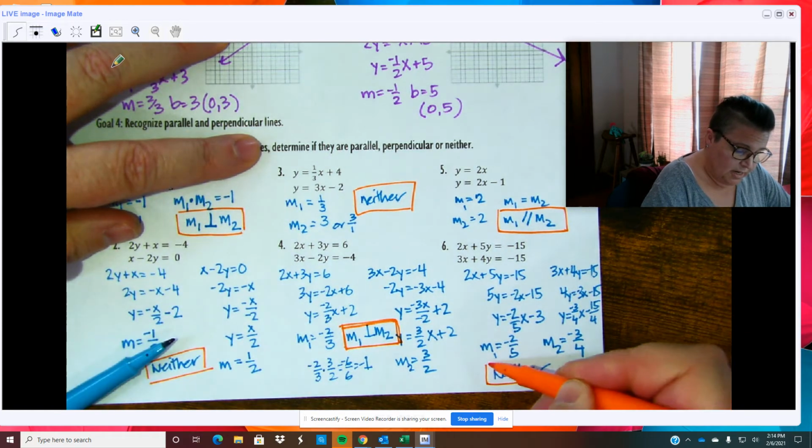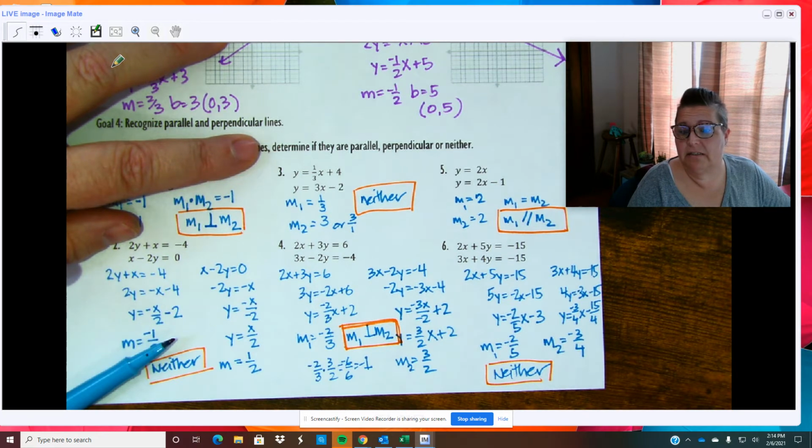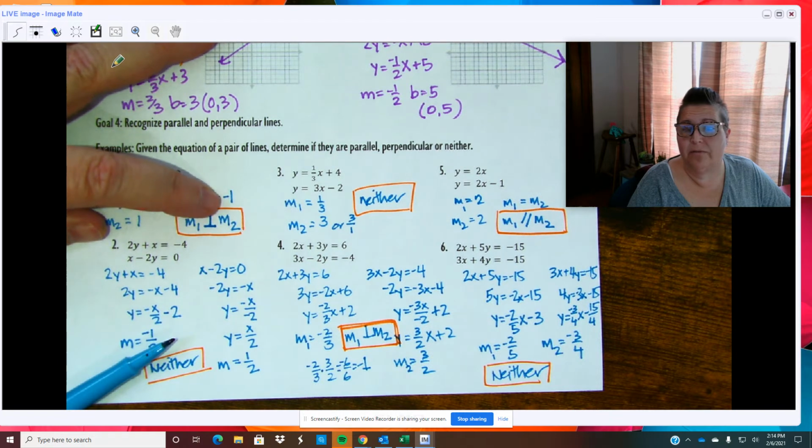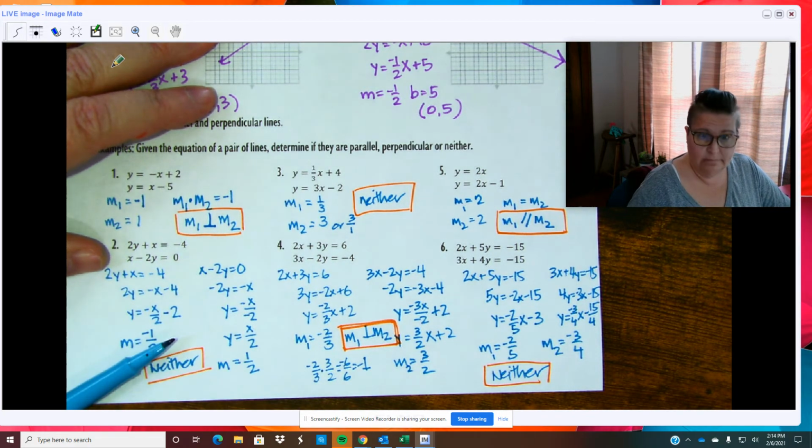If you want to check them, multiply them together. Negative 2 times a negative 3 is a positive 6. 5 times 4 is 20. Positive 6 over positive 20 is not going to give you a negative 1. If lines are perpendicular, their slopes will multiply to give you a negative 1. Not happening here. Okay?